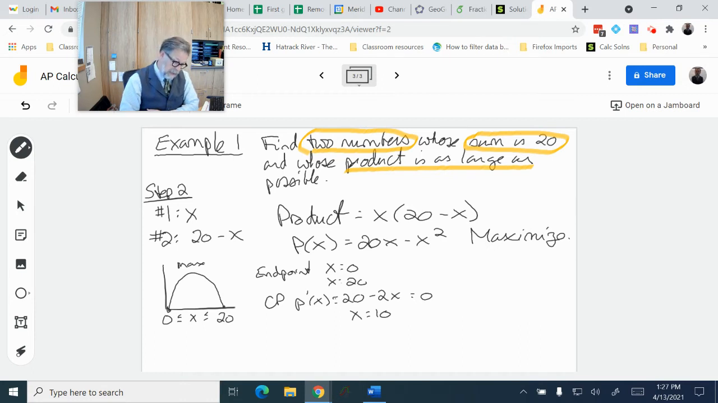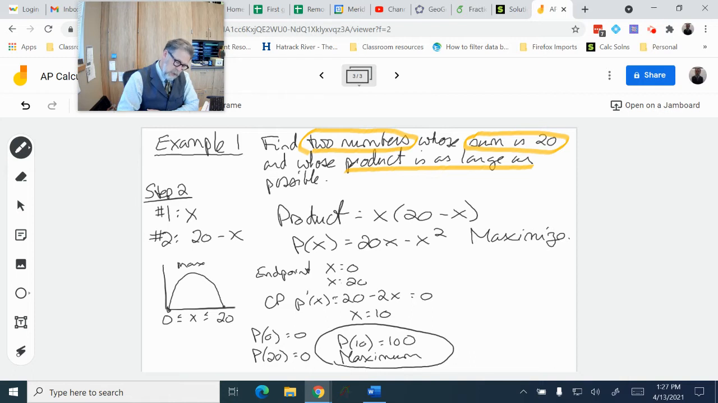Solving my mathematical model, I'm looking for a maximum. So I'm going to find P of 0, which is 0. I'm going to find P of 20, which is 0. And I'm going to find P of 10, which is 100. And therefore, this is a maximum. So my two numbers, going to the final step. This was step 5, by the way. This was step 4, finding those critical points.